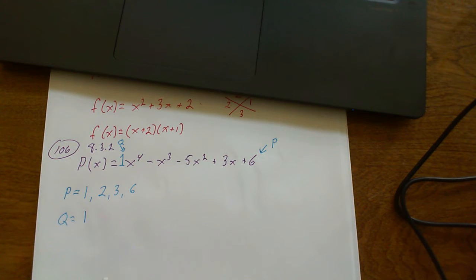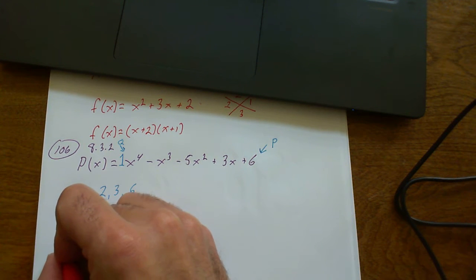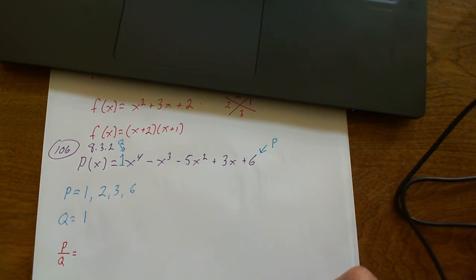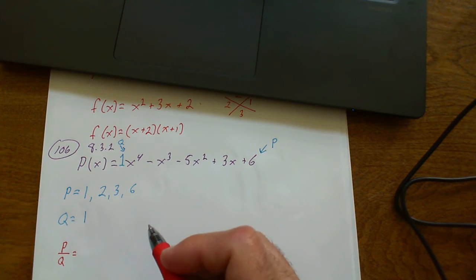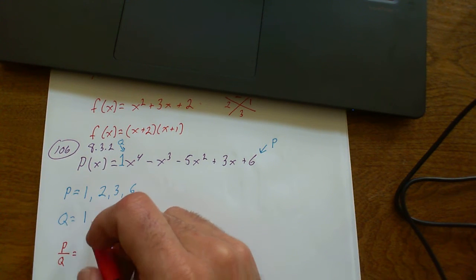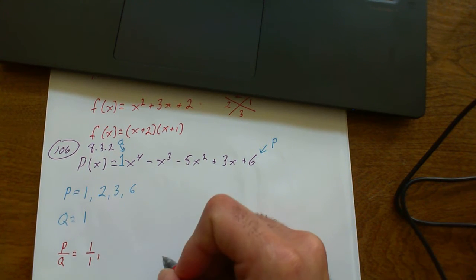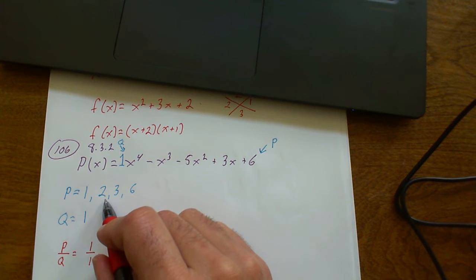Now what we're going to do is take all of our p's and divide them by all of the q's. So let's just start. There's only one q, so let's do this p. P divided by q is 1 over 1. Let's do this one.